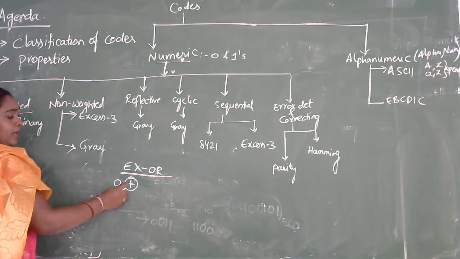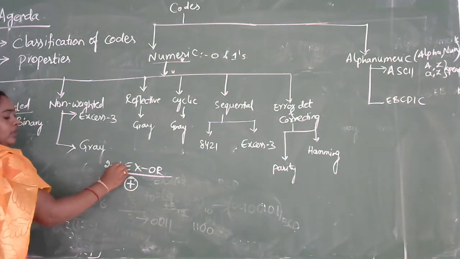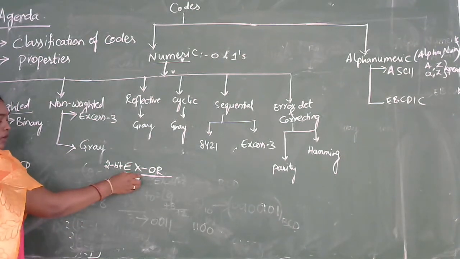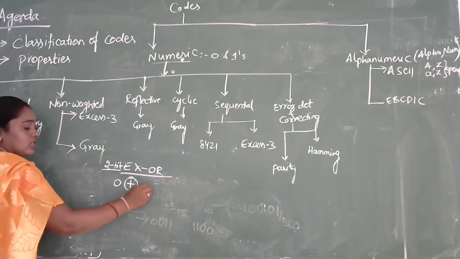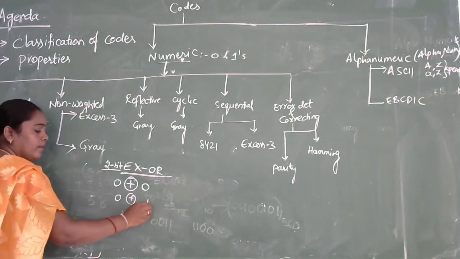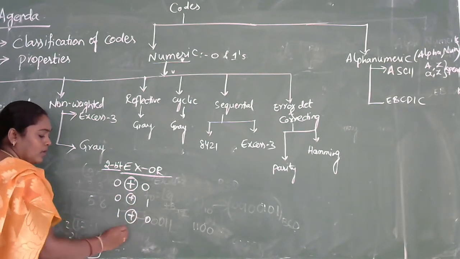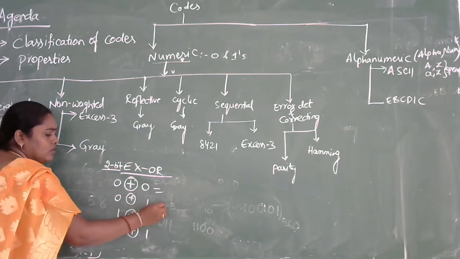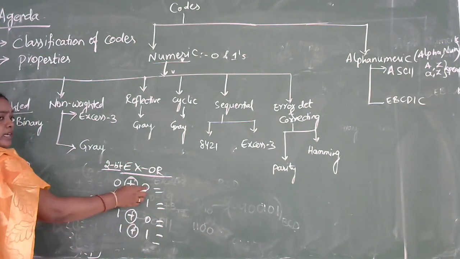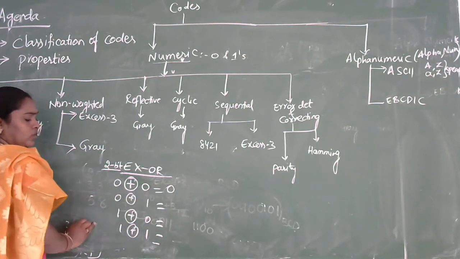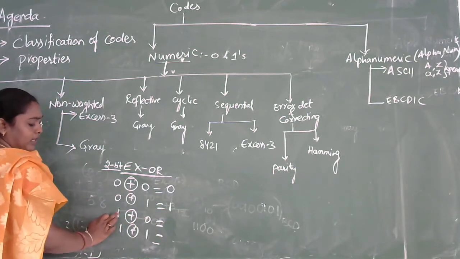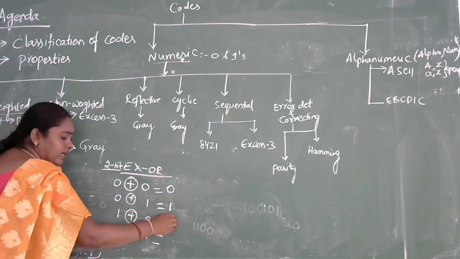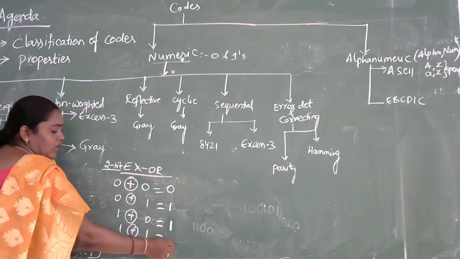So if we are performing a 2-bit XOR operation, here XOR is nothing but an exclusive OR operation. As I am saying it is a 2-bit, I will be getting 4 different combinations, that is 0 0, 0 1, 1 0, 1 1. If both the digits are same, the output is equivalent to 0. If both the digits are different, the output is equivalent to 1. Similarly, here 1 0, so the result is 1. 1 1, the result is 0.